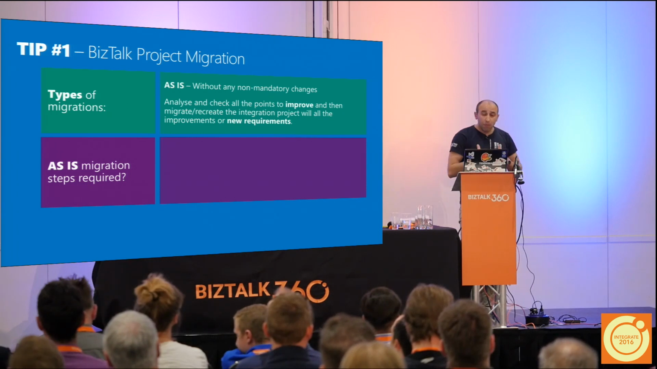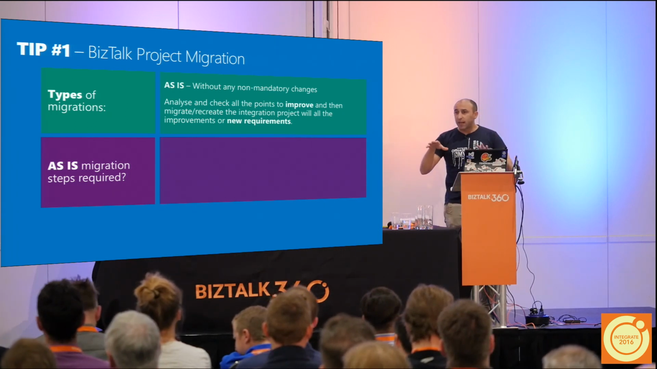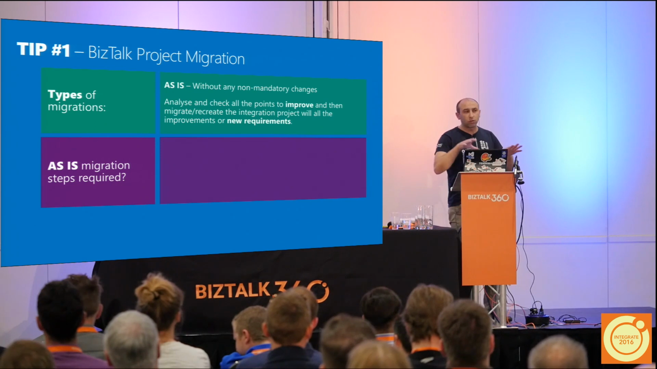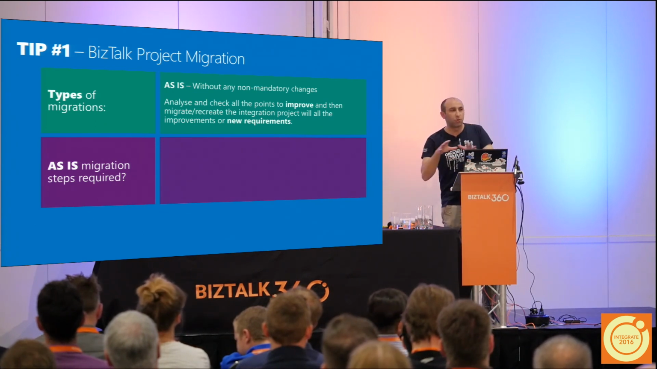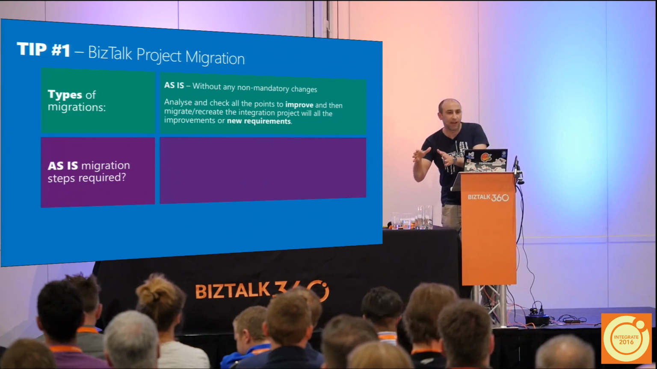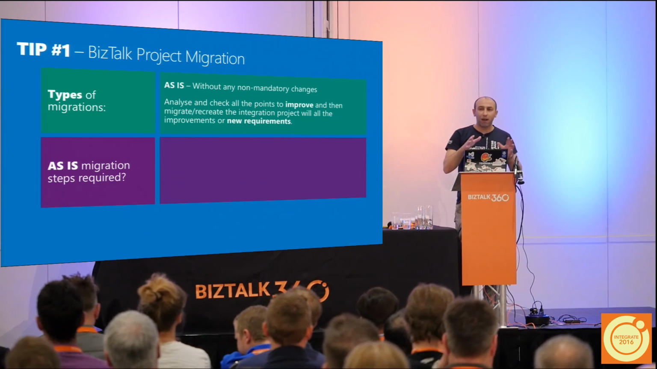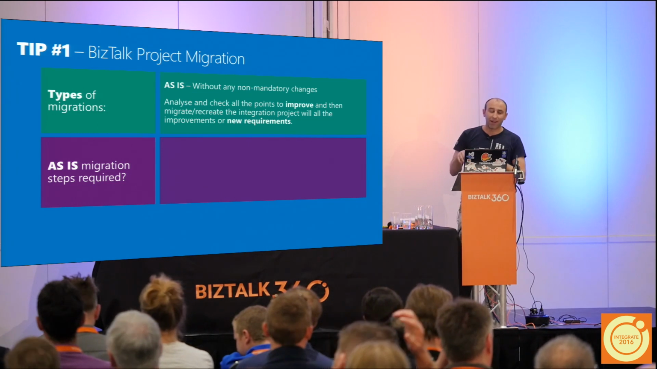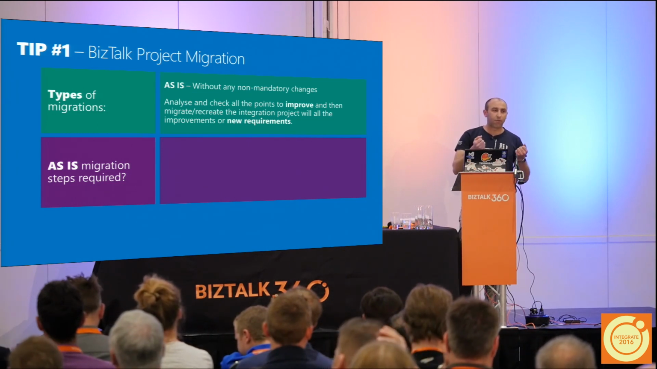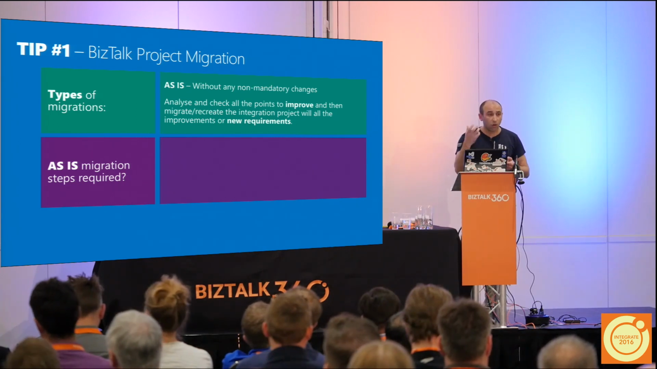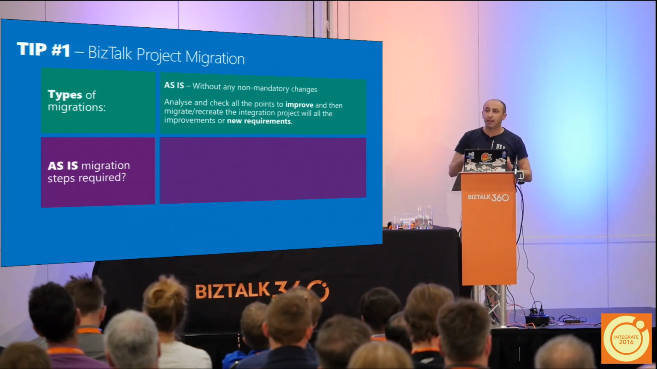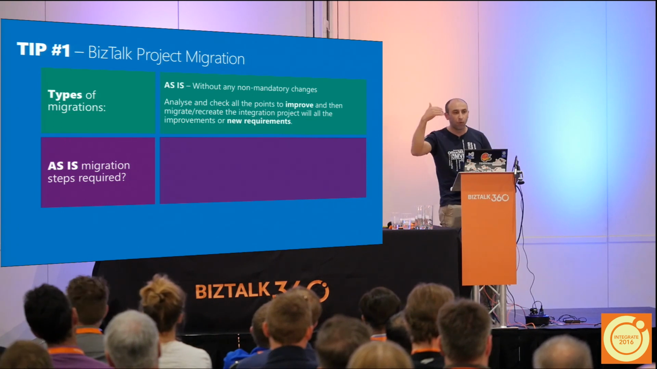So for me, I think the best way is to start as is, okay? Because most of the clients want to migrate just to be supported, just to be on support from Microsoft again. So as is migration is the best option that you have, and you get insights from the project, because sometimes you don't know the project. And you get all these insights, you see all the problems, and then in the second phase, you can improve the solution.